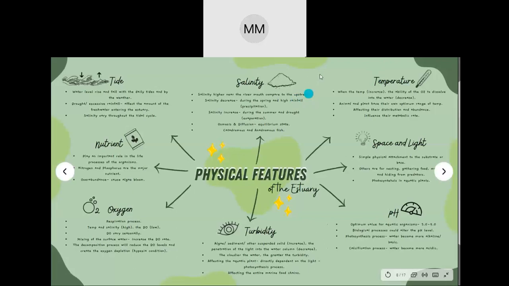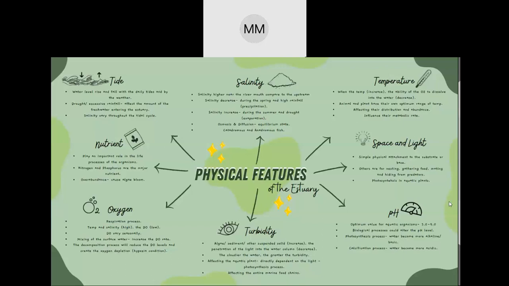Okay, next is the physical features of the estuaries. The first one is the tide. So the water level rises and falls, owing to two factors: the daily tides and the weather. So a long period of drought or excessive rainfall will affect the amount of fresh water entering the estuary, resulting in changes of the physical, chemical and biological conditions of the estuary. The salinity varies throughout the tidal cycle.